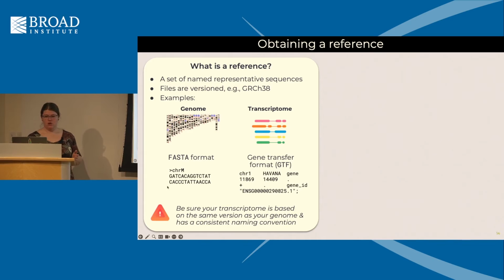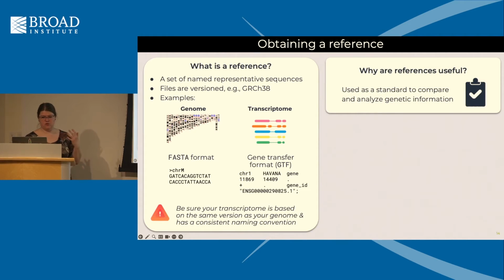So you can have a genome, you can have a transcriptome. Genomes are generally in FASTA format. Transcriptomes are generally in a format called gene transfer format or gene feature format, and it's a tab-delimited format. And you just want to make sure that your transcriptome is the same version as your genome. So if I use an HG19 transcriptome and an HG38 genome, I'm not going to have a good time.